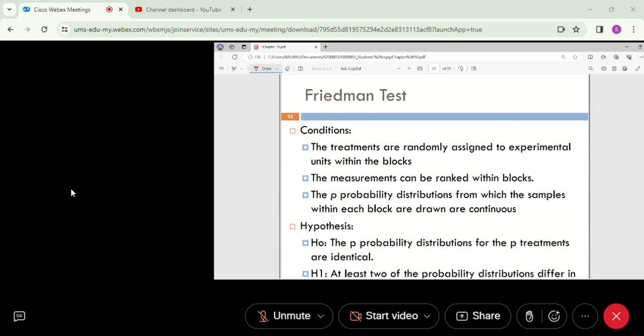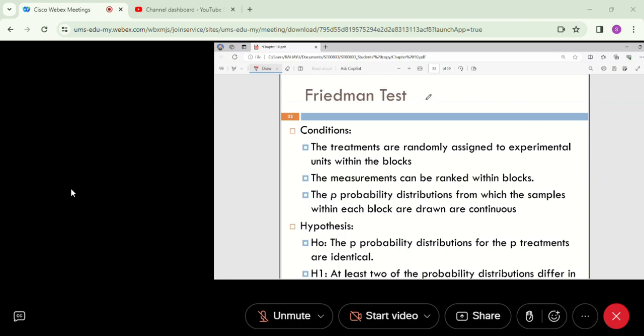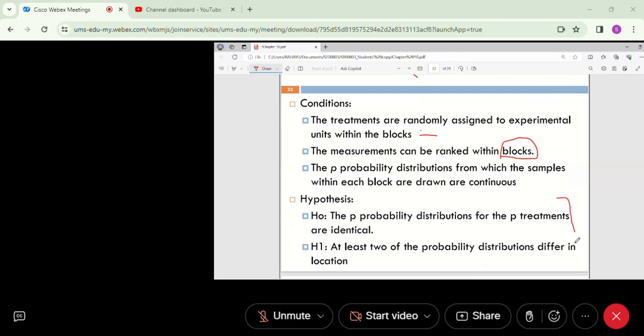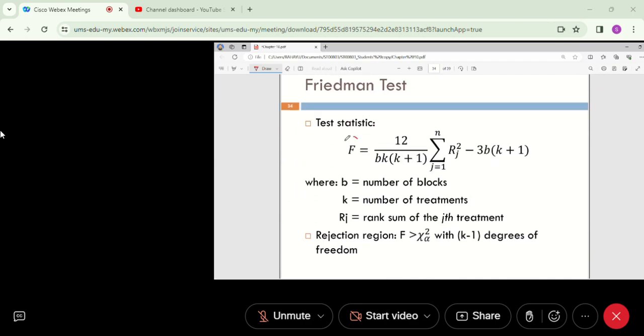So that is for the Kruskal-Wallis. Next is the Friedman test, the option for ANOVA with dependent samples. The treatments are randomly assigned, and the measurements can be ranked within blocks, so the treatment is considered as blocks. This is how we write the hypothesis statement. The test statistic for the Friedman test is F, for Friedman. You don't have to memorize this formula, it is just for your additional knowledge.